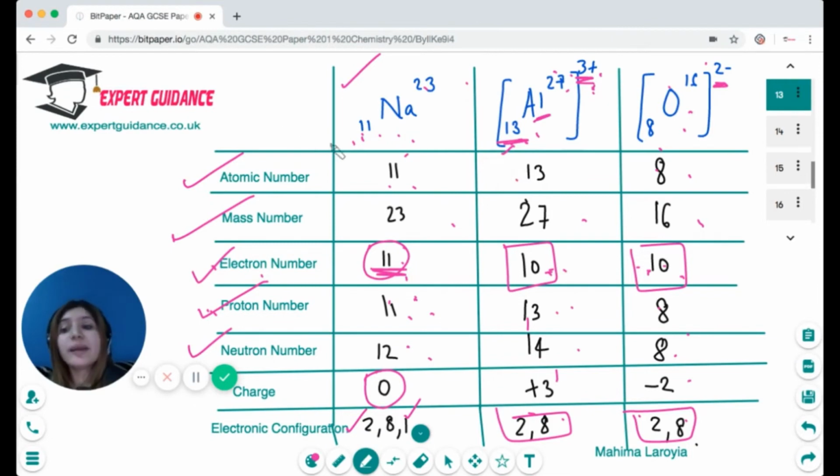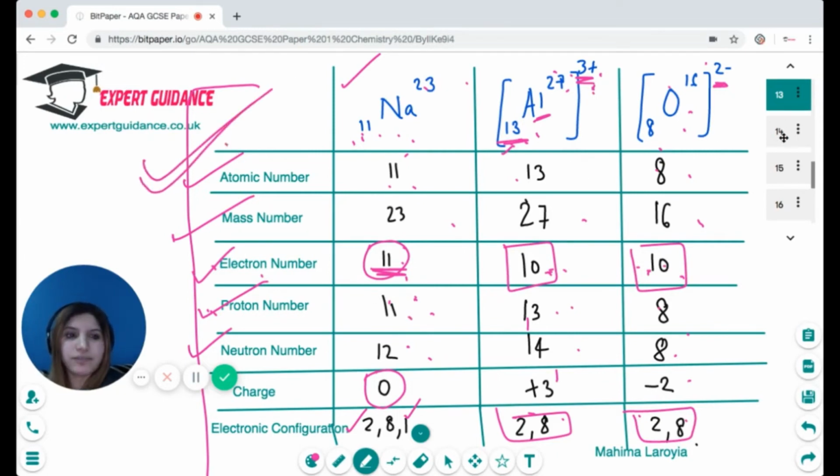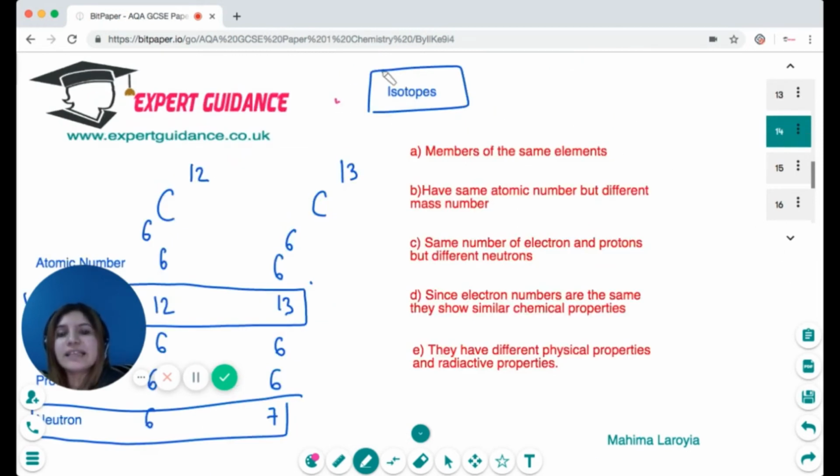Okay, so I hope you are able to do this because these questions are often asked in the exam where they give you an element and they ask you to work out the atomic number, mass number, electron number, proton number, neutron number. So make sure this table is clear to you. Okay. Now, next is the last concept.